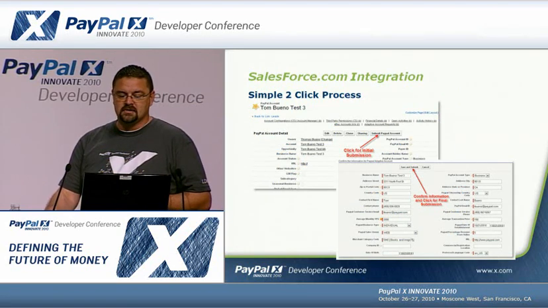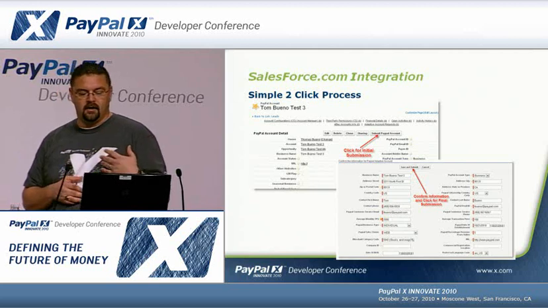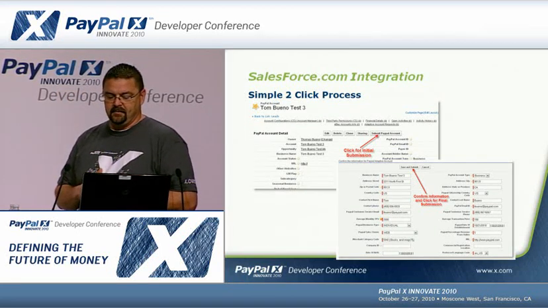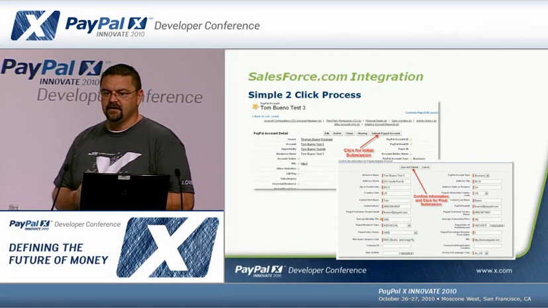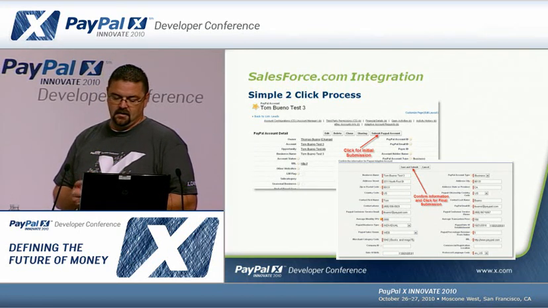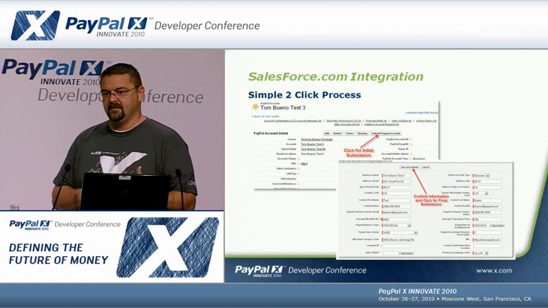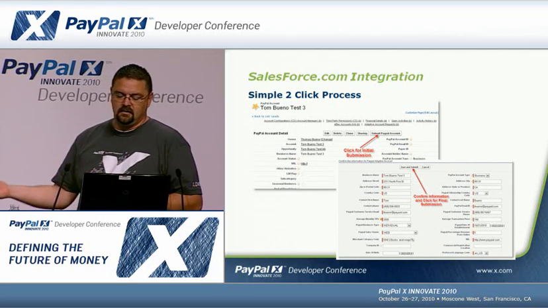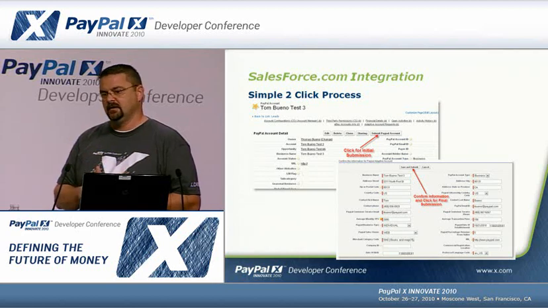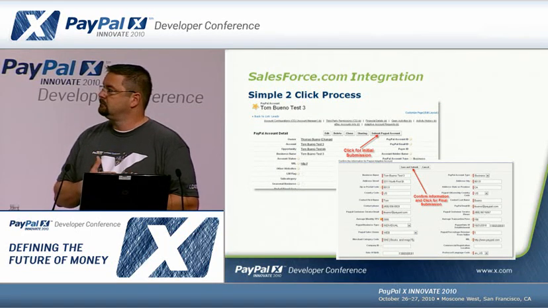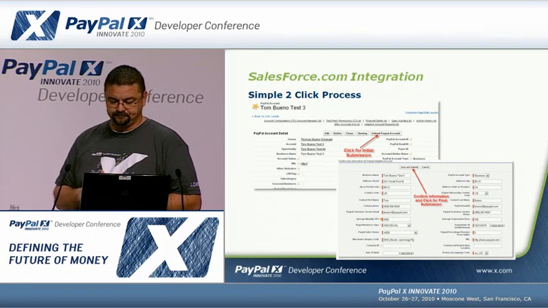For the simple two-click process, we have created a custom object in Salesforce.com where they simply click on Submit PayPal Account. It brings up a verification page. We verify that all the information is true and correct, and then we submit. That immediately sends the request through the API. The response comes back and immediately tells us the disposition of the application.